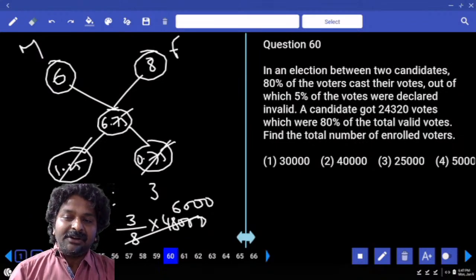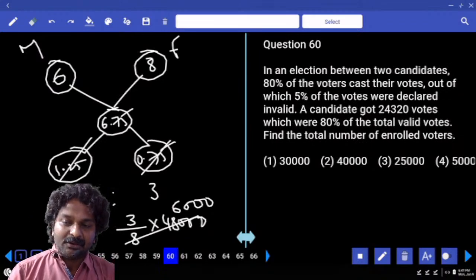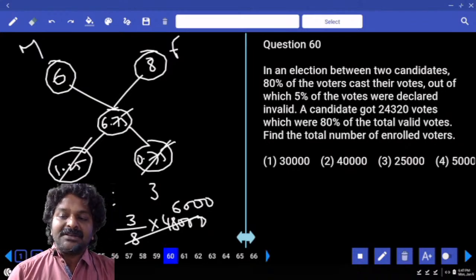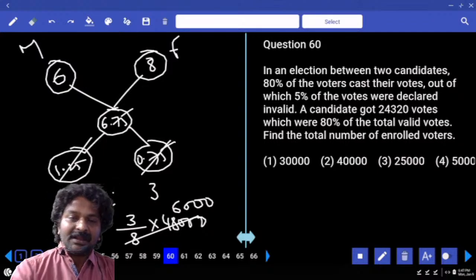In an election between two candidates, 80% of the voters cast their votes, out of which 5% votes were declared invalid. A candidate got 24,320 votes, which were 80% of the total valid votes. Find the total number of enrolled voters.